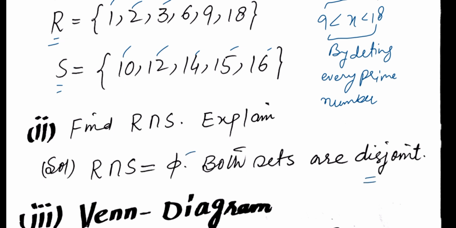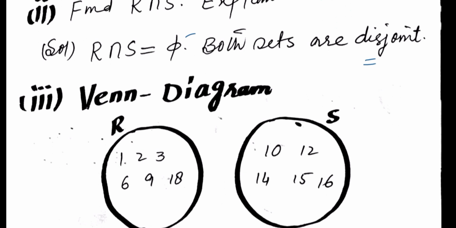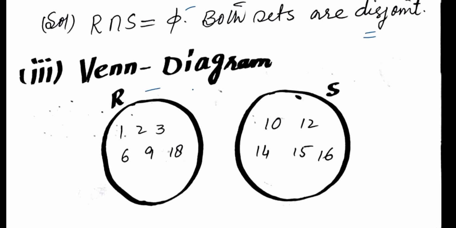In the case of disjoint sets, we draw both sets separately here. They neither intersect, nor is either set a subset of the other. So this is my set R that consists of 6 elements, and set S has these.